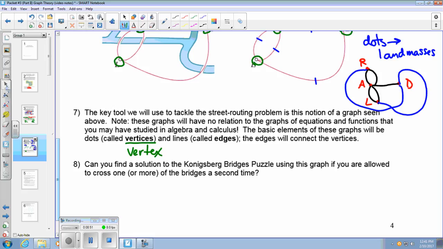All right, so number 8, can you find a solution to the Königsberg Bridges puzzle using this graph if you're allowed to cross one or more of the bridges a second time? And so that's the same question as before, but you might find it easier to do now that we've got that simplified graph. So feel free to press pause and give that a try.